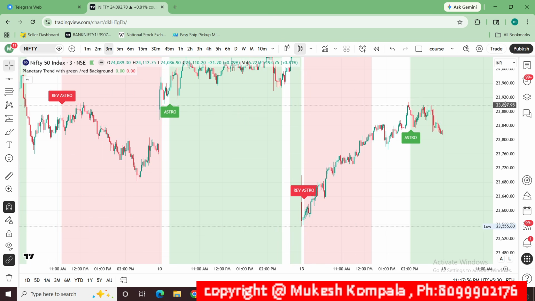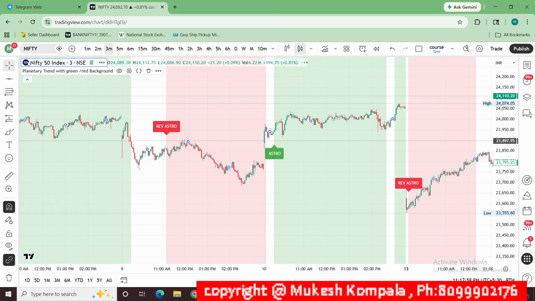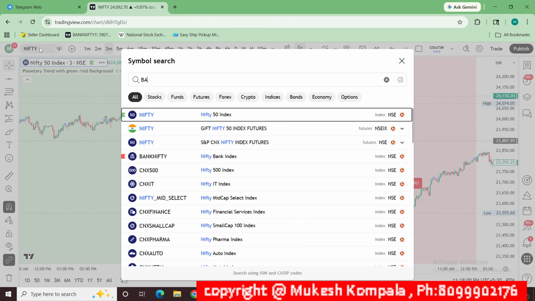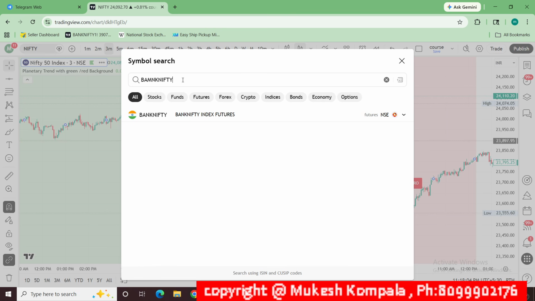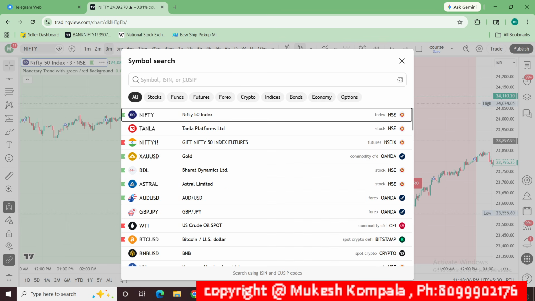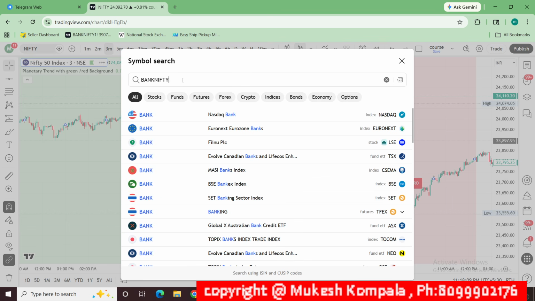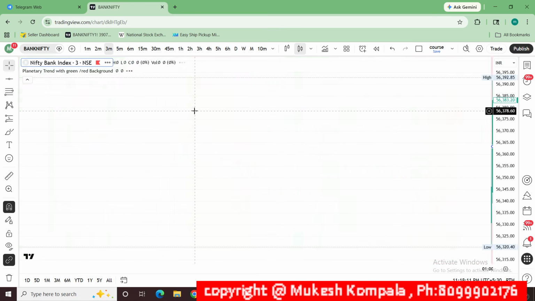You can go for index, this is the thing. And for Bank Nifty, let me check that. You can do it. So forex, we can use this indicator in any instrument, right? In index or any stock.